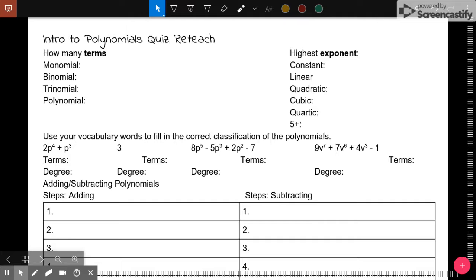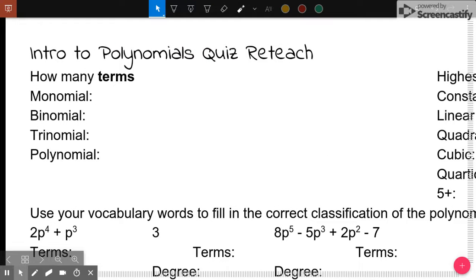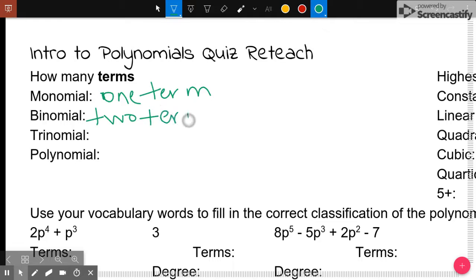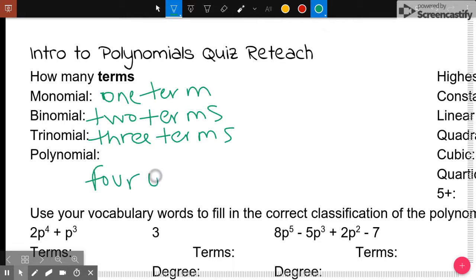If there's only one term, we're going to classify that as a monomial. So this only has one term. If it's a binomial, that means we have two terms. Trinomial, we have three terms. And a polynomial is four or more terms. Again, we're going to go over some further examples, but remember a term is separated by your addition or subtraction sign.